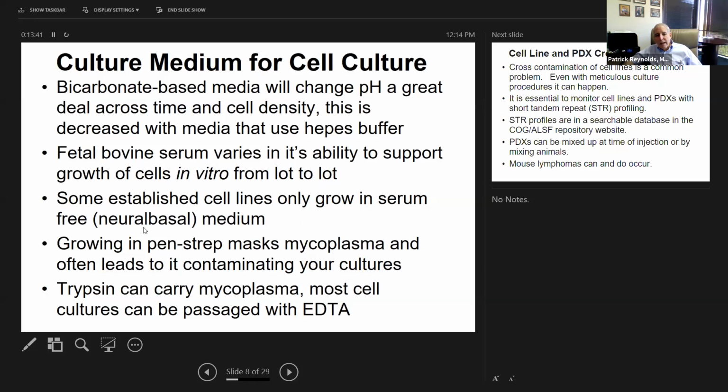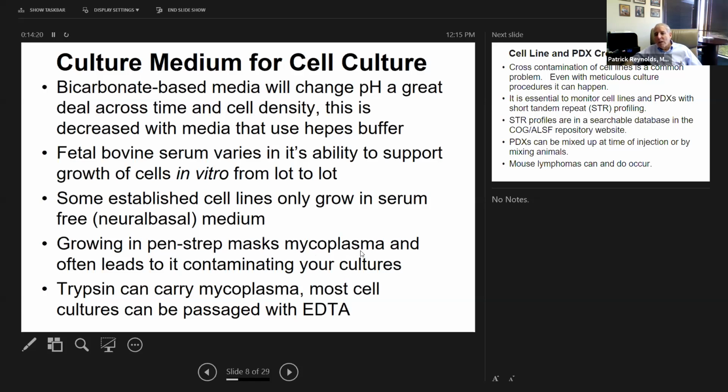One of the other things that I wanted to mention here is growing in pen strep. People typically do that, but you've got to realize that's going to mask mycoplasma. So everything we do in the repository is antibiotic free. We put the original clinical samples into gentamicin at the outset for a week or two, because nothing coming out of the OR is absolutely sterile. But once we get done with that, we go antibiotic free so that we are not masking this mycoplasma. It forces people to be very careful with their culture conditions. And so what you're getting is antibiotic free.